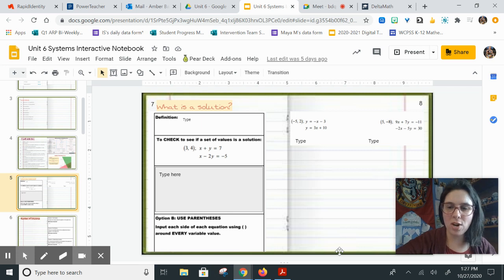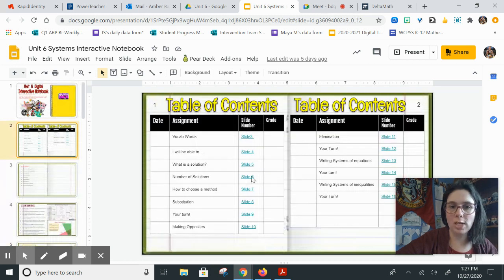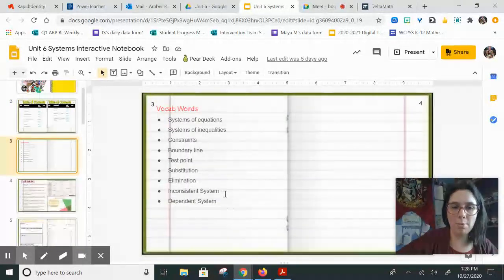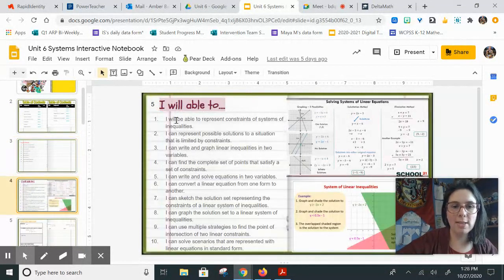Hey everybody, so we're starting our Unit 6 on systems of equations and inequalities. So this is your table of contents for the unit. I tried to space it out where you could have room to practice a problem on it, so that's why there are more pages. Then these are your vocab words that you're going to need to be knowing, and then this is what you're going to be able to do throughout the unit.